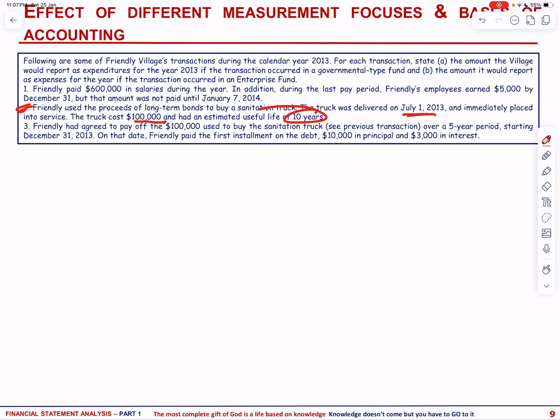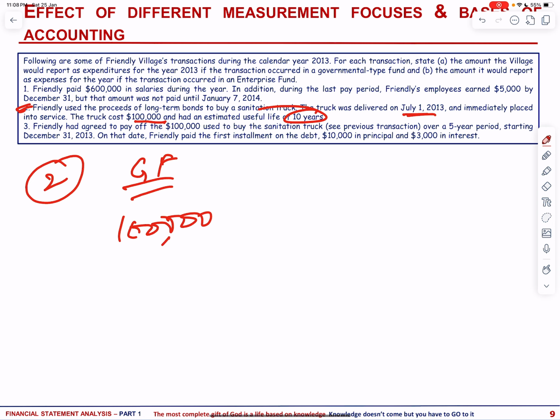Under the governmental type, this is an expenditure, and under modified accrual accounting, purchases of capital assets are not capitalized, but instead they are recorded as expenditures when the asset is acquired. Since Friendly bought the sanitation truck in 2013, it will be reported as an expenditure, and this is for the general fund, of 100,000 for transaction number 2. So the expenditure is going to be 100,000.